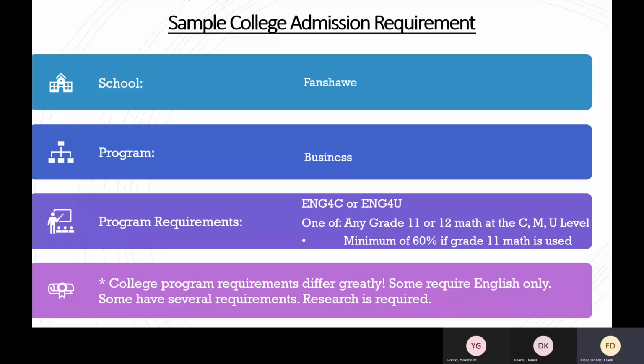It also requires 1 math, but it does give you a lot of choice in which math is being used. So you can use a college, mixed, or university level math in grade 11, or a college or university level math in grade 12. It does have a note attached to the math requirement that if you are choosing to use a grade 11 math, that you must achieve a minimum of 60% in the course. Again, it is really important that you look at all college requirements because they are so different. So please do your research carefully.